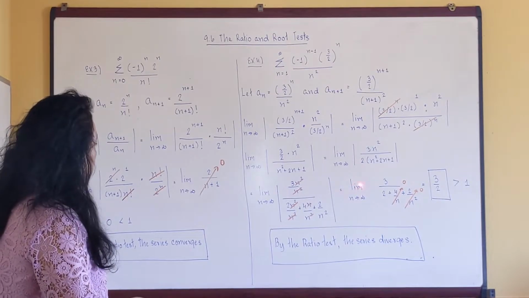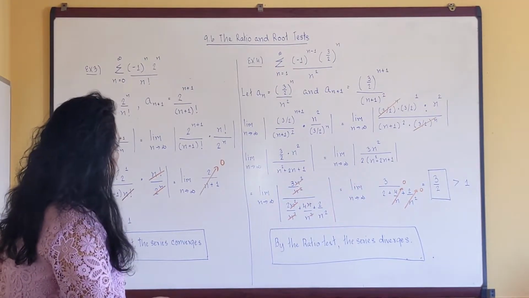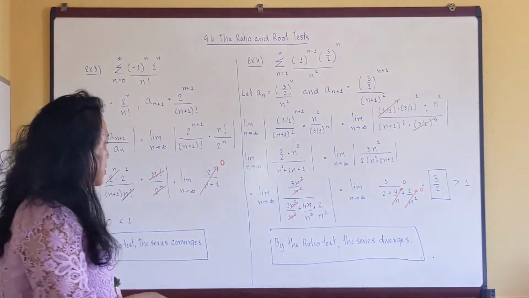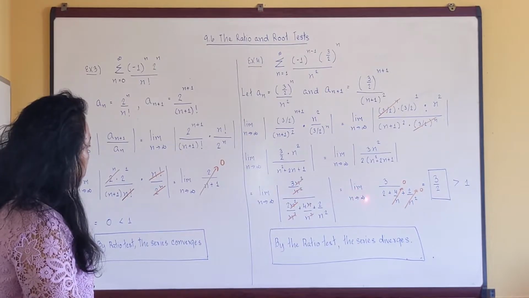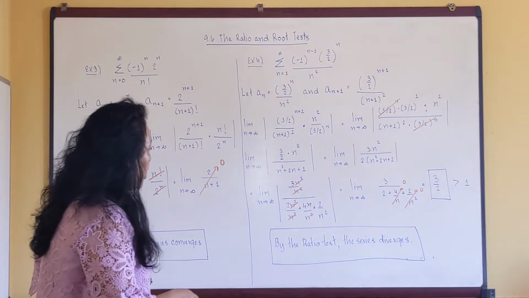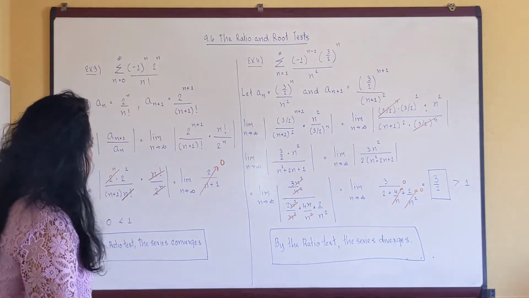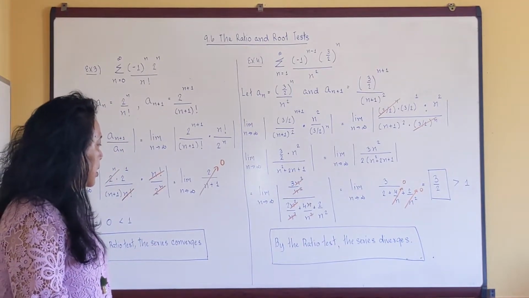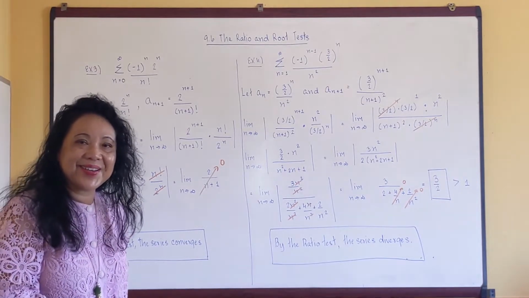Now if I take the limit, as you can see, I need to mention this. I dropped the absolute value because I know it's going to be positive. Now as n goes to infinity, this term will go to 0 and this term will go to 0. So I end up with 3 over 2, which is greater than 1, and by the ratio test, this diverges. Alright, let's look at the root test next.